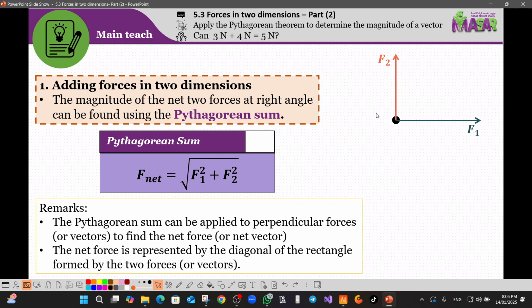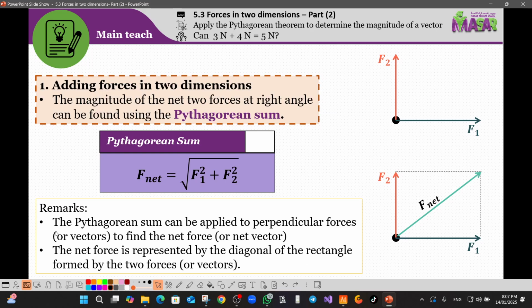Now, as a result, we were able to obtain the net force, and in order to draw the net force, we should complete the figure into a rectangular shape, like this. The diagonal of this rectangle will represent the direction of the net force. This direction can be found graphically. We'll see later how we can determine the direction analytically.